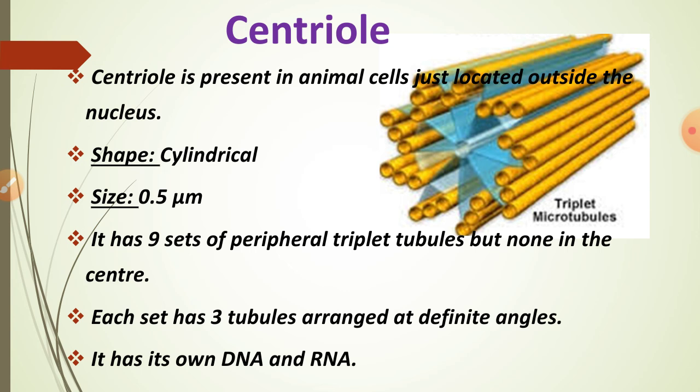Okay, it is divided into different angles. Understood? So nine sets are there. In each set, three tubules are arranged. See again the golden color, three holes are there. So in each set three holes are there. So that is the three tubules arranged at different angles.